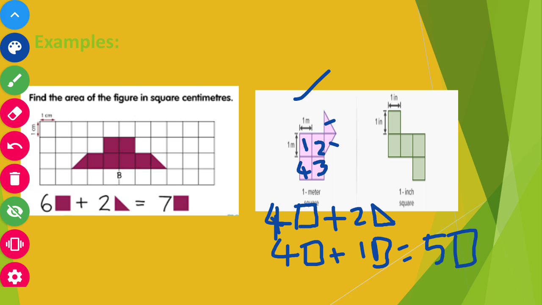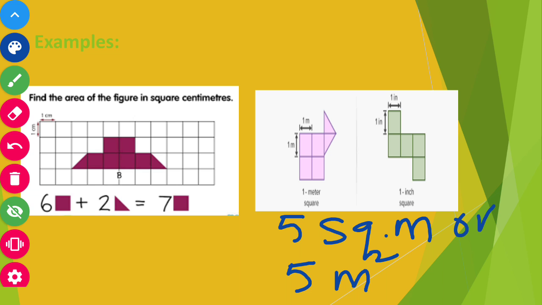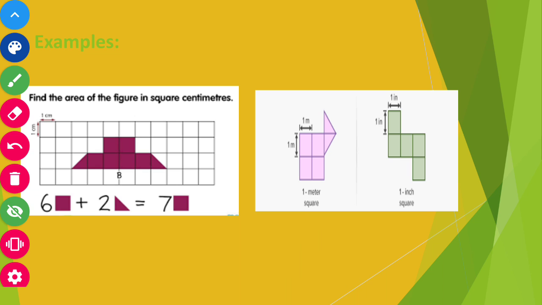5 squares. The side length of the square is 1 meter. So how will you represent this in units? 5 square meters, or 5 meters square. Is it clear?